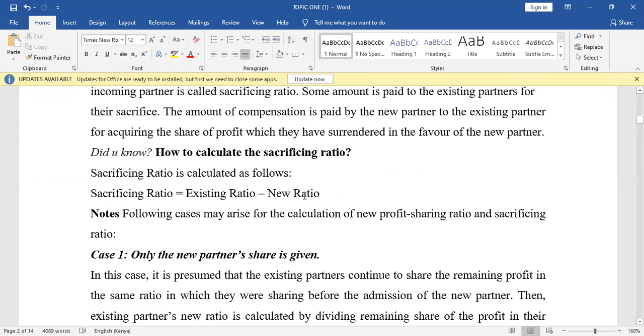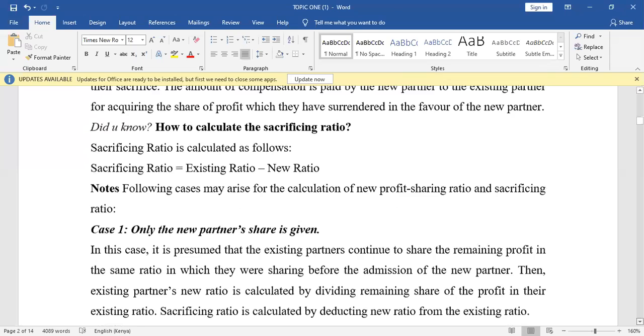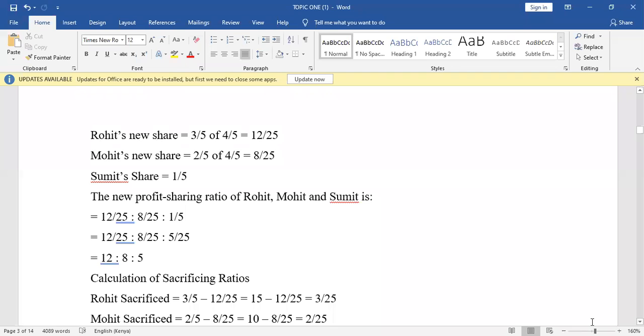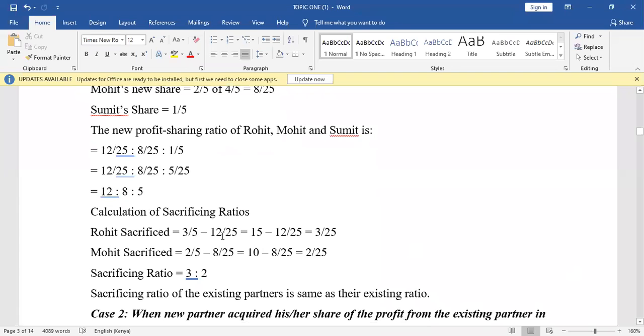The existing ratio for R is 3/5 minus 12/25, and for M it is 2/5 minus 8/25. So this is what they have sacrificed. They have sacrificed 3/25 and 2/25, which is like 3 to 2. That's what we call the sacrificing ratio.